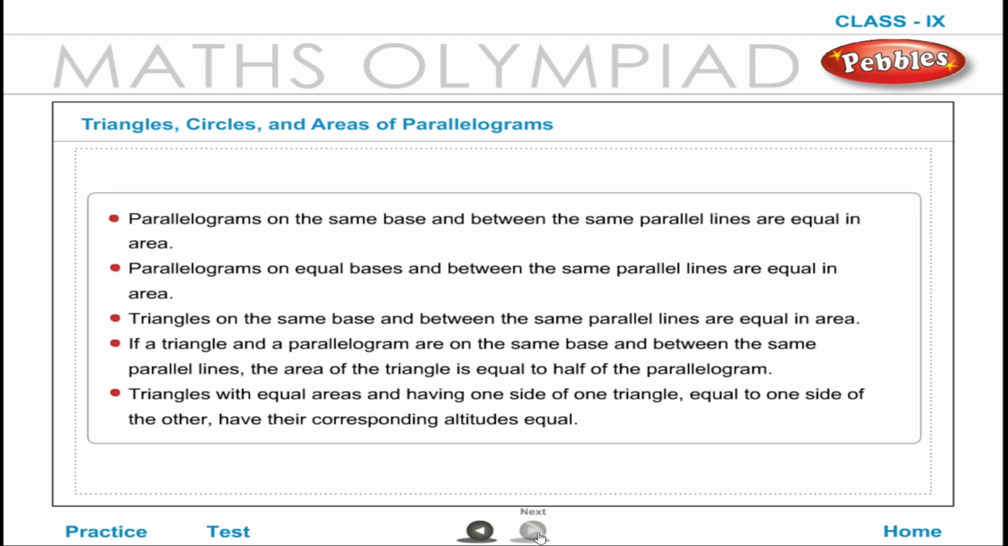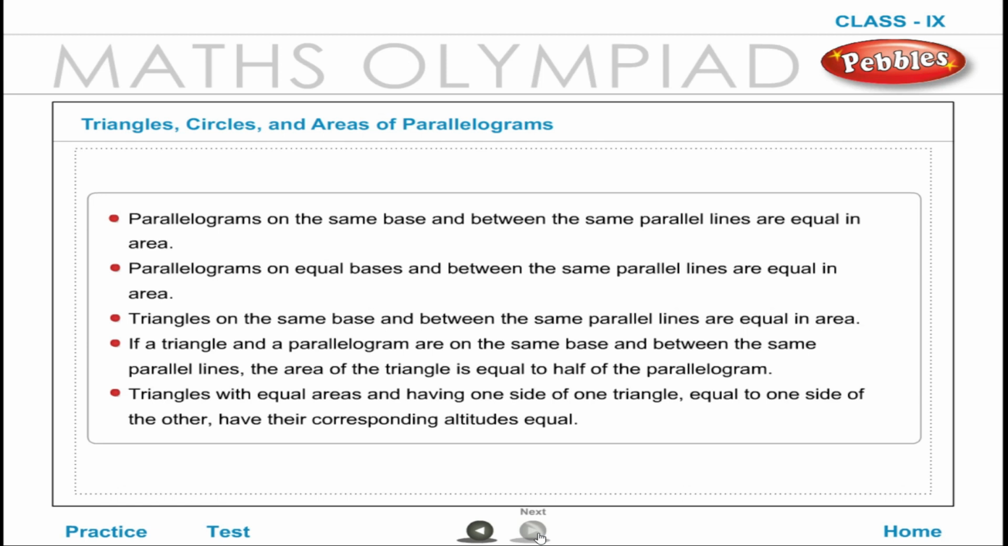Parallelograms on the same base and between the same parallel lines are equal in area. Parallelograms on equal bases and between the same parallel lines are equal in area. Triangles on the same base and between the same parallel lines are equal in area. If a triangle and a parallelogram are on the same base and between the same parallel lines, the area of the triangle is equal to half of the parallelogram.